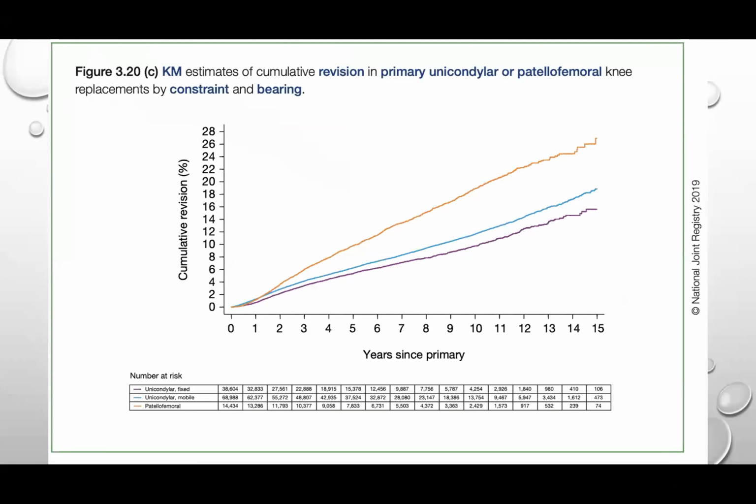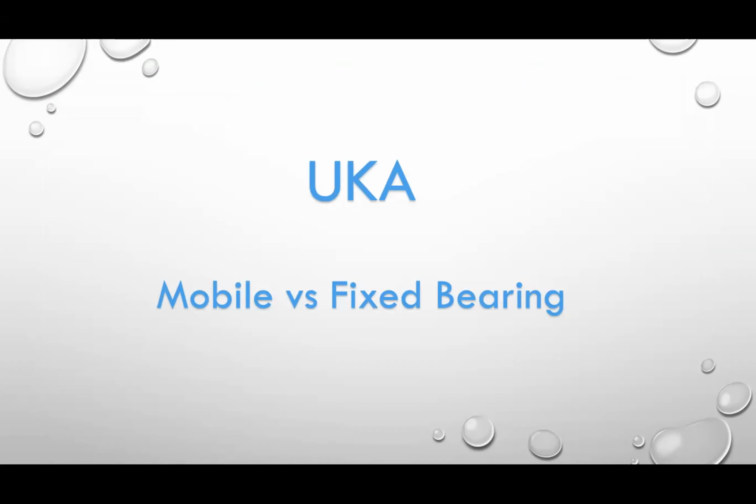Looking at the NJR registry for the primary unicondylar or patellofemoral knee, as I've mentioned earlier, it's a very good implant that gives very good relief for the patients, but the survivorship of this implant is not comparable to the total knee. Unicondylar fixed implants have a failure rate of 15% at 15 years, while the mobile ones fail in 18% of the patients at 15 years, according to the 2019 registry. So what would you select for your patient, mobile or fixed bearing devices?